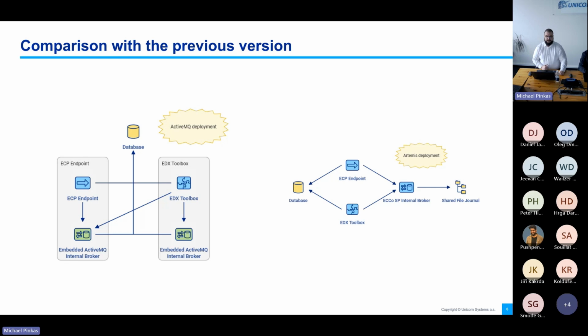And on the right side picture, you can see the newer design of the deployment using the ActiveMQ Artemis, which uses a shared external internal broker, which is then connected to some file journal. In case of high availability deployment, it will be shared file journal, and the ECP endpoint and EDX toolbox applications are then connecting to the external database, or in case of the default Derby database, to its own local database.